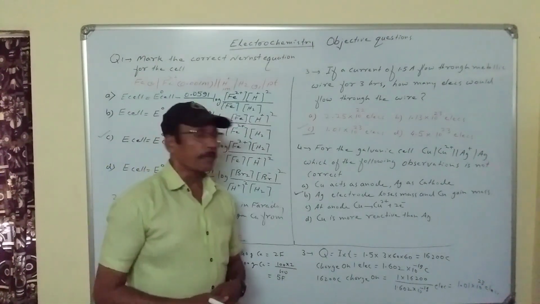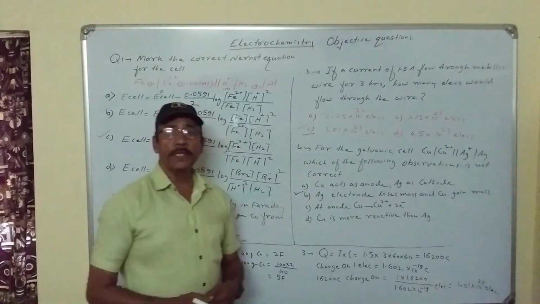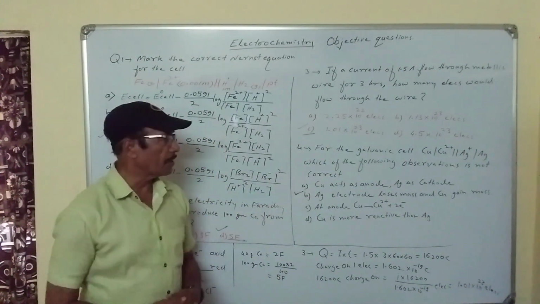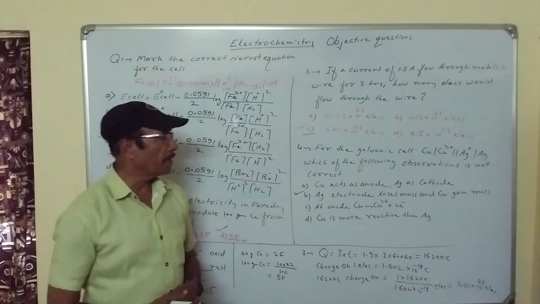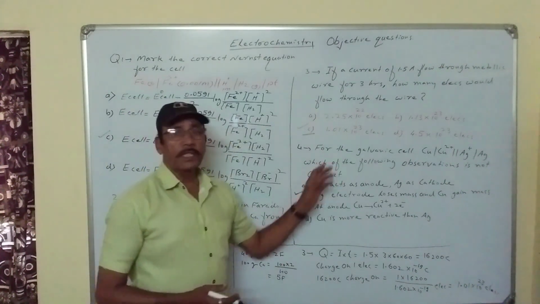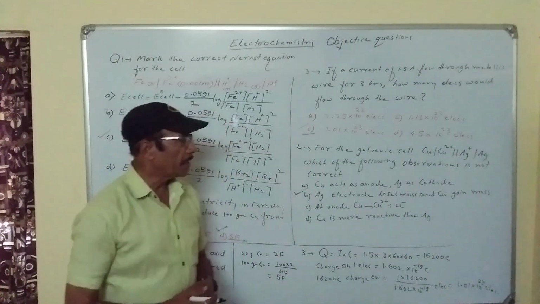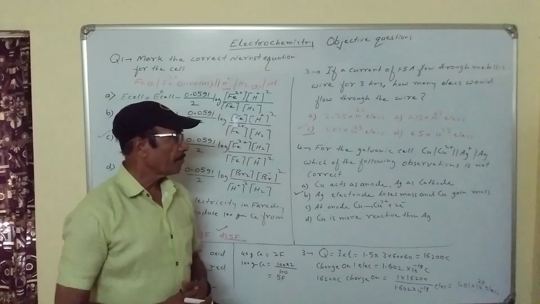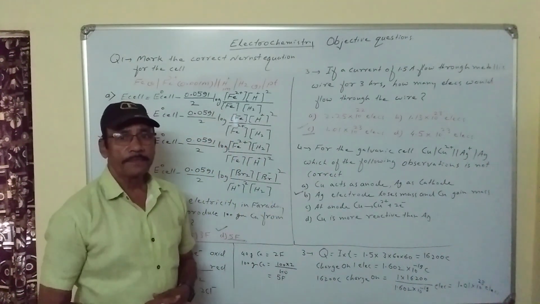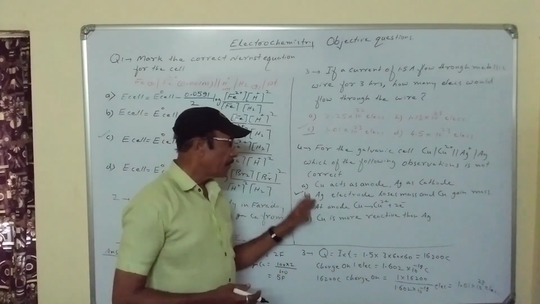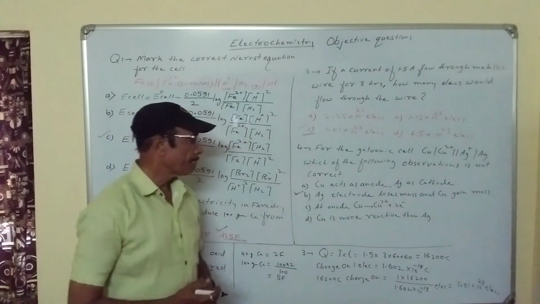And question number 4, for the galvanic cell. The cell consists of two electrodes, left hand side and right hand side. The left hand side electrode is more reactive as compared to the right hand side electrode. Electrons are produced by the left hand side electrode and used by the right hand side electrode. Which of the following observations is not correct? We have to select the correct answer out of the 4 options.